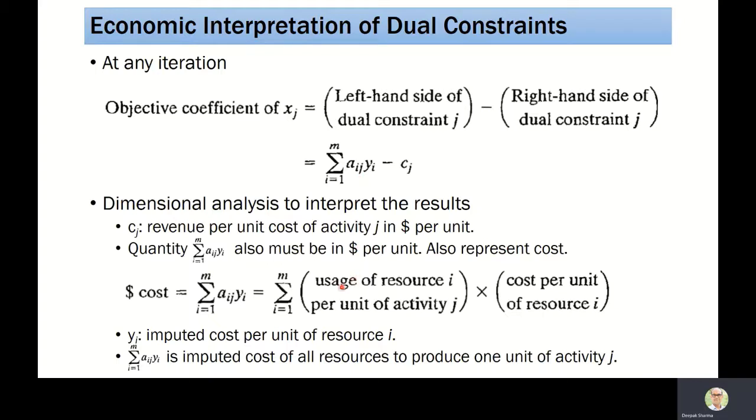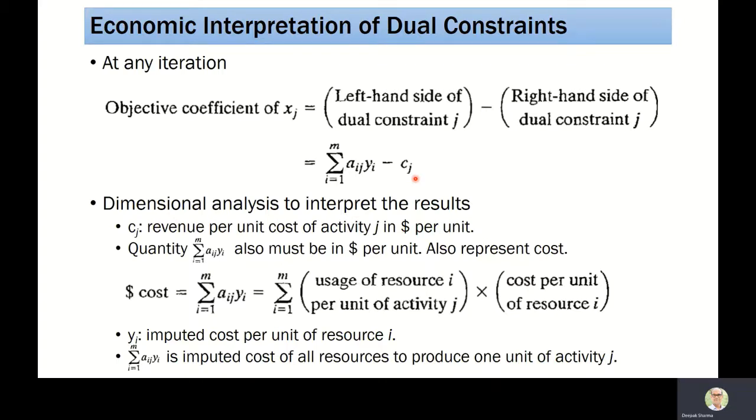Similarly, aij represents the use of resource i per unit of activity j. If we take the multiplication of this, it is the imputed cost of all resources to produce 1 unit of the activity j. Suppose activity j is a toy truck. In order to make one toy truck, how much resources are we using? That imputed cost is represented by summation aij yi. And cj, we already know, is the revenue.